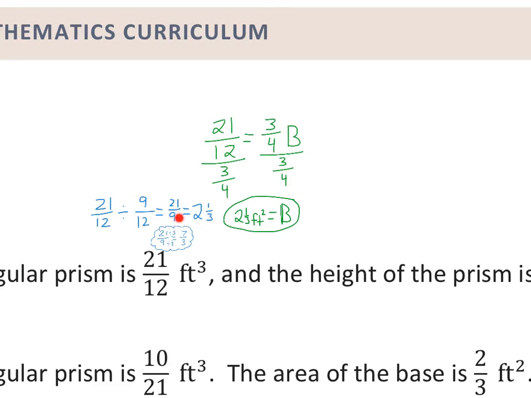And remember, 21/9 can also be divided by 3 to make 7/3, which is also 2 1/3. This is just a simplified version. So my final answer I will write as 2 1/3 square feet for the base. Remember, a base is in square feet because the base of a three-dimensional object is the area of the length and the width. Number 2.